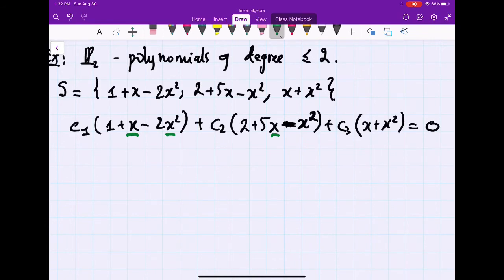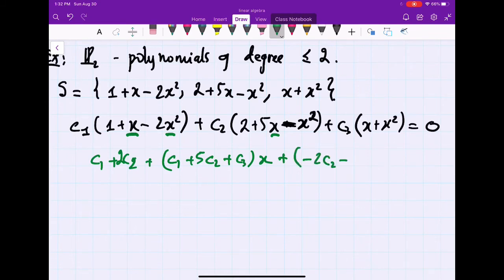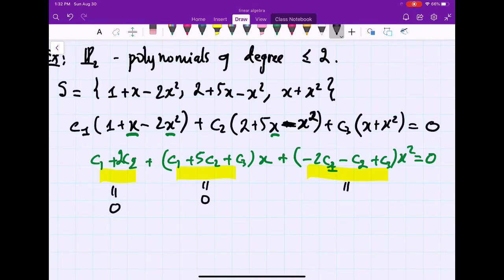So I have the following. C1 plus 2C2 equal to 0. Okay, let's do it step by step. That is the free coefficient. The next one, C1 plus 5C2 plus C3. Here we have x. And then the next one is negative 2C1 minus C2 plus C3, x squared, equal to 0. And this is equal to 0 for every x. So that means all coefficients should be 0, right? So you have this 0, another equation, and the third equation.